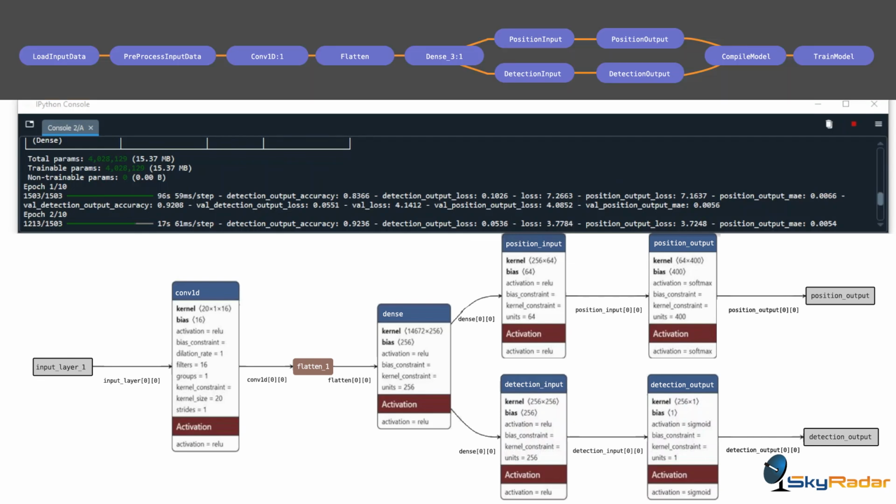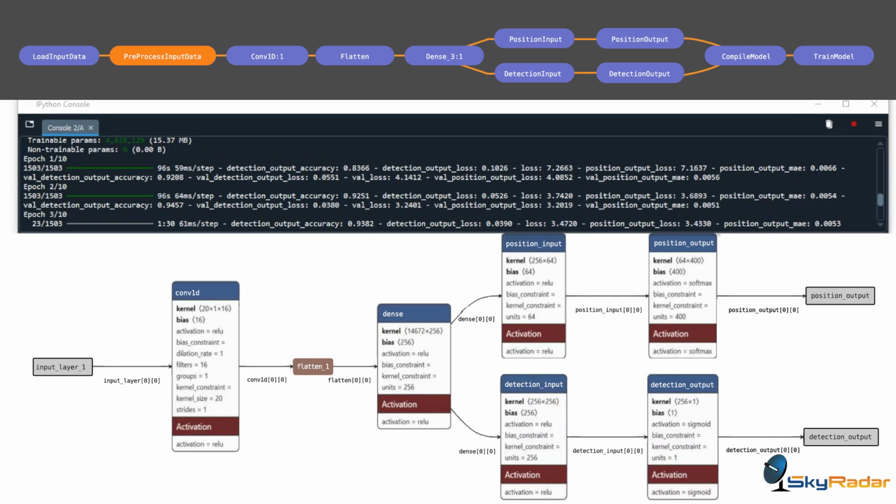Let's start with the first figure, which provides an overview of the connected model in our platform. The workflow begins with the load input data block, which loads the recorded radar data and the corresponding position labels. These inputs form the foundation of the training dataset, allowing the model to learn how to distinguish between genuine targets and jamming signals. The data is then forwarded to the pre-process input data block, which prepares the radar data for further processing by performing several critical operations.